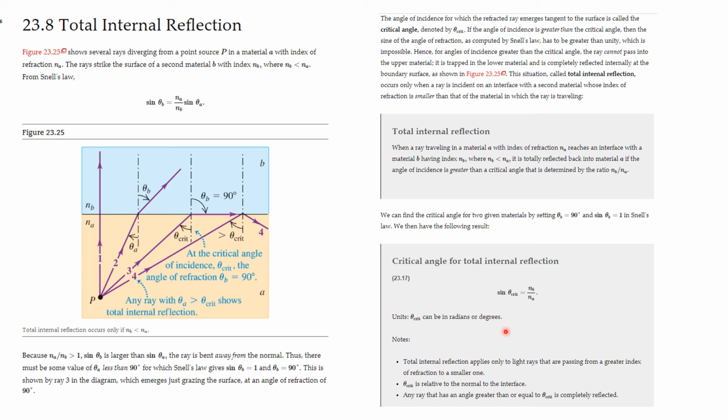And this could be in radians or degrees, but it's going to be an inverse sine, because I really wouldn't ask you what the sine is. I'd ask you to find the critical angle. So total internal reflection applies only to light rays that are passing from a greater index into a smaller one. Theta critical is relative to the normal to the interface, and any ray that has an angle greater than the critical angle is completely reflected.